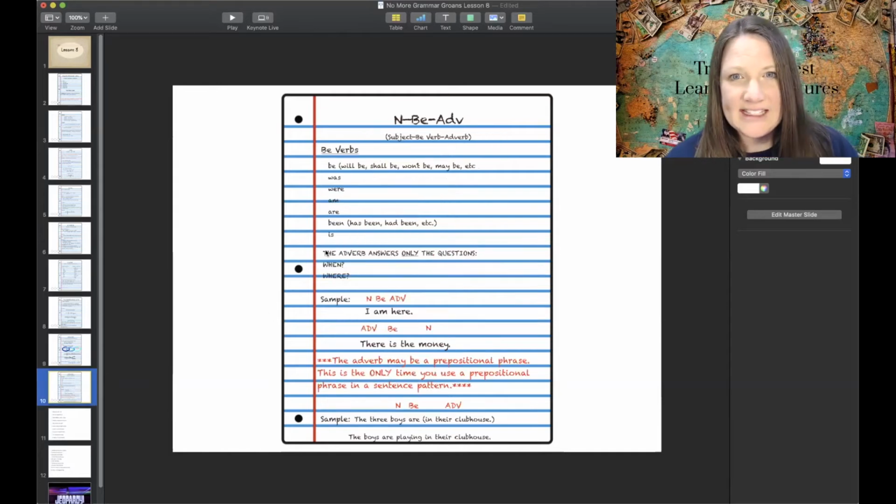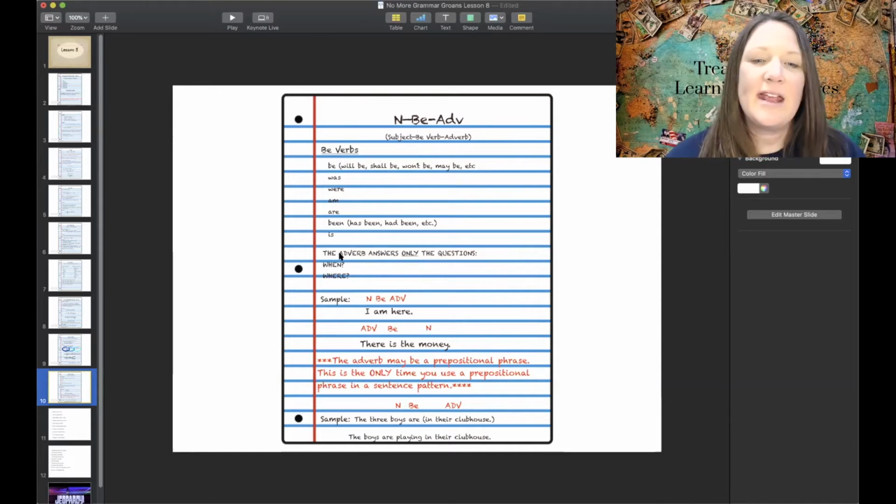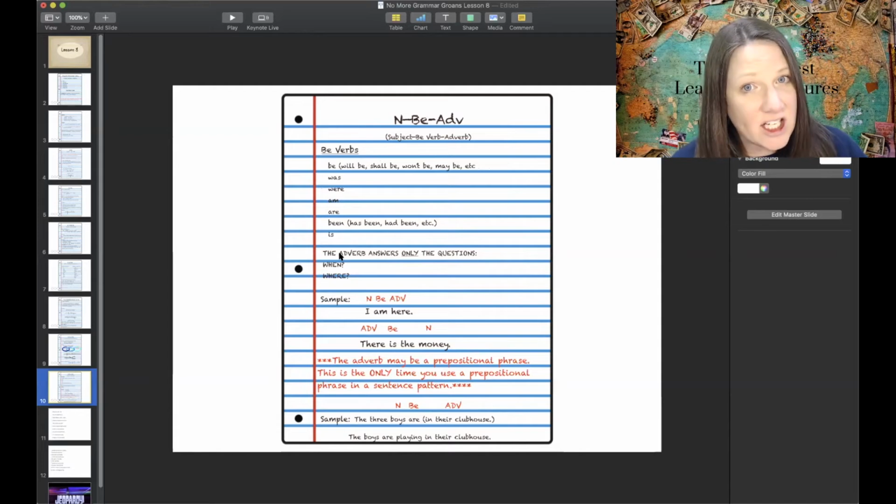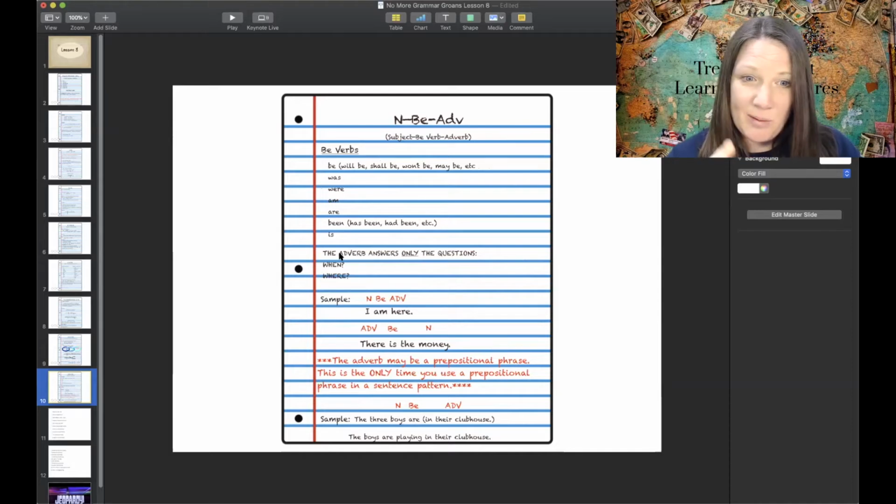And on to the last sentence pattern. Noun be adverb. This is where the be verbs, the be verbs that were listed earlier, we have them again. If there's an action verb following the be verb, it's probably just being used as a helping verb. If it's just that be verb like is and there's nothing else besides it, maybe it goes right into what looks like a prepositional phrase, which is a prepositional phrase. It may also be acting like an adverb. The adverb answers only the questions when and where. When and where when you have a noun be adverb sentence pattern.